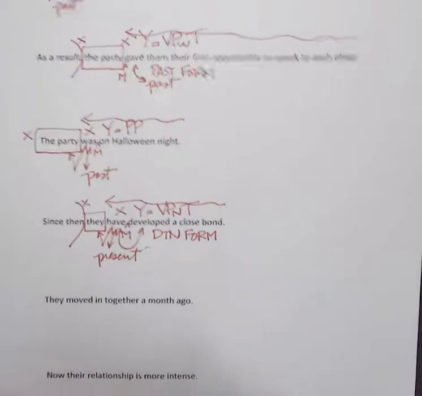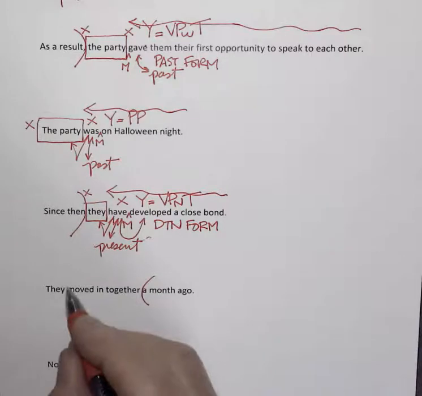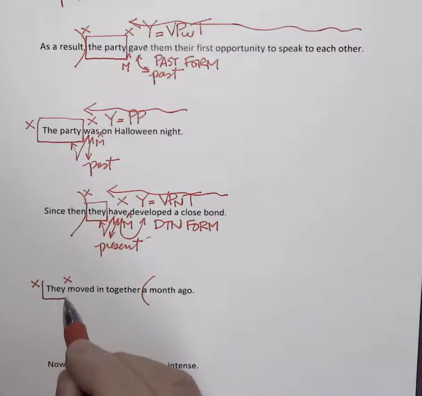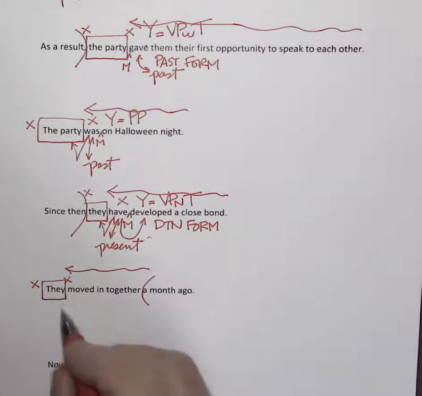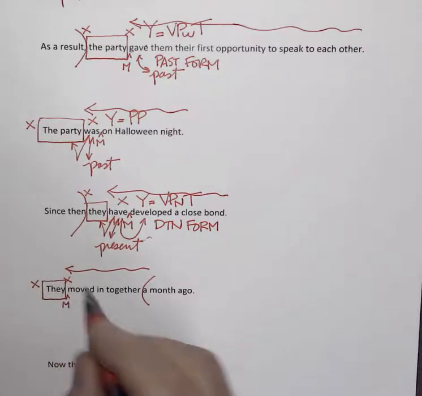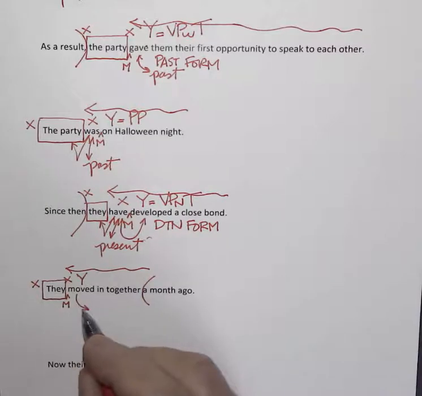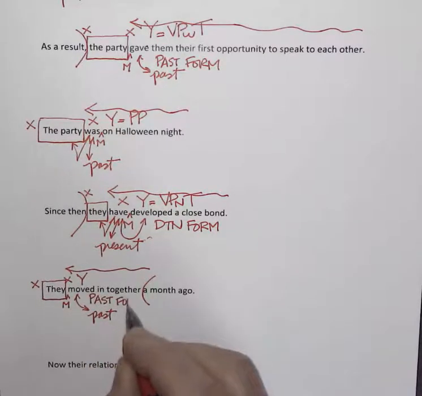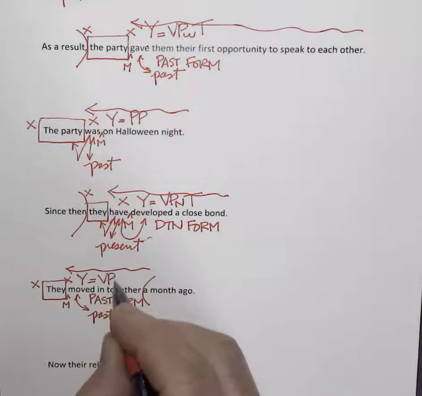Okay, they moved in together a month ago. A month ago they moved in together. Did they move in? They did not move in. They is the subject. Moved in together is the predicate. The X place is here. The M place follows the X. And moved in together is Y. Moved ties with the past, a month ago. That makes it a past form. Y is a verb phrase with time.